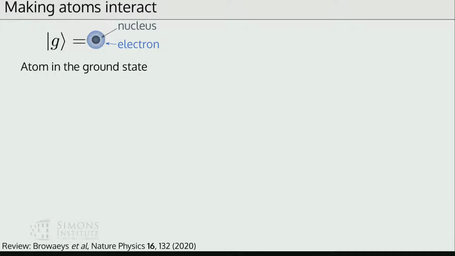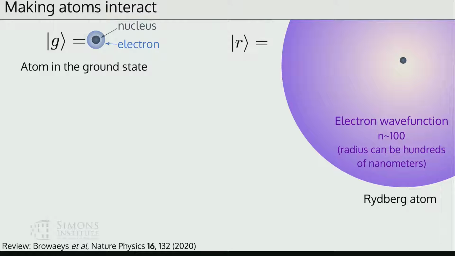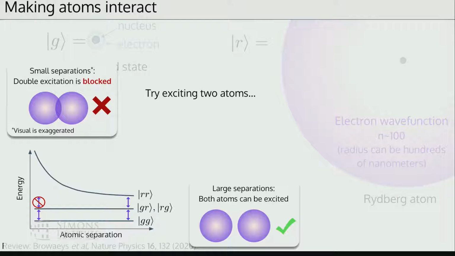If you have an atom in the ground state, the electron will be tightly confined around the nucleus. If you now excite that electron up to a very high-lying energy level, something like a principal quantum number of 100, the electron wave function will become quite large. And so now we can think about exciting 2 atoms that are some distance away from each other. Essentially, if we have 2 atoms separated far apart from each other, then both of them are able to be excited up to the Rydberg state at the same moment.